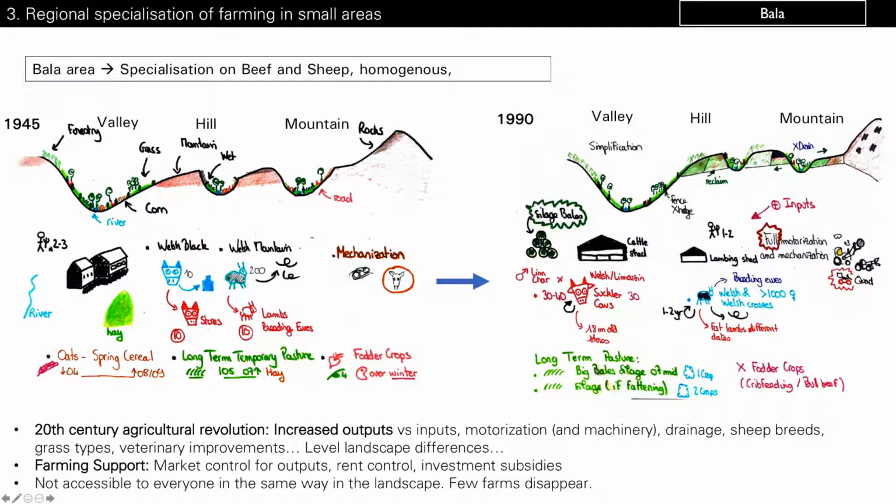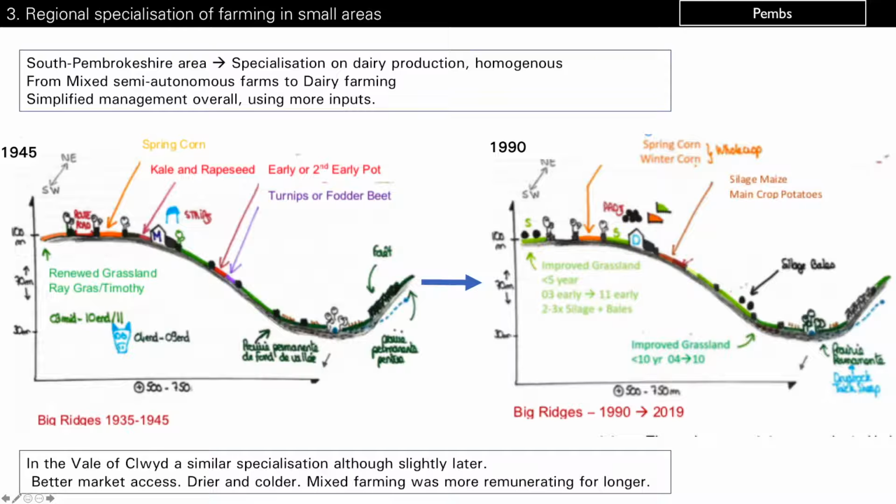Again, this was done in a very supportive market context. So an increase in output with a specialization happening over roughly 50 years.